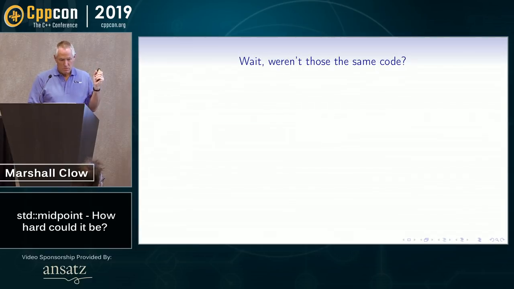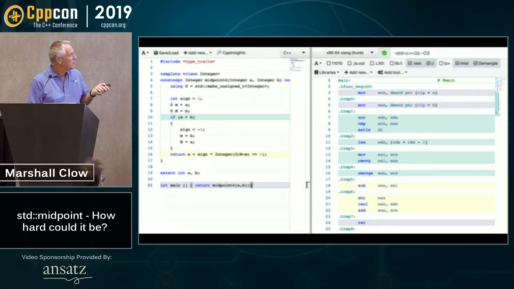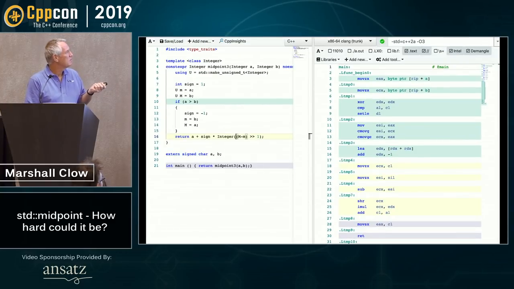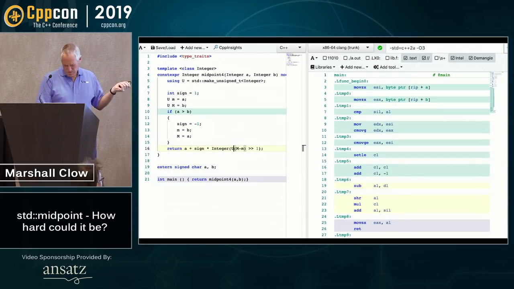But if you're watching really closely, you might have said, wait, that was the same code as I saw before. Midpoint 3 and midpoint 4 generate the exact same code. And you'd be right, because here's midpoint 3, and here's midpoint 4, and they're the same code. The answer is, they are the same code when you're dealing with ints. But when you're dealing with other types, like signed char, midpoint 3 has a jump in the middle of it. I need to find it. Line 8, thank you. Compare, setle. And midpoint 4 does not. Line 7. That's a compare, not a jump.